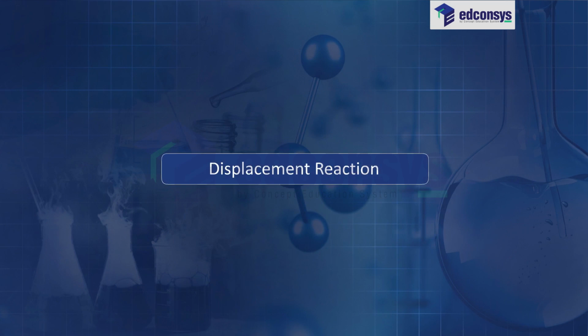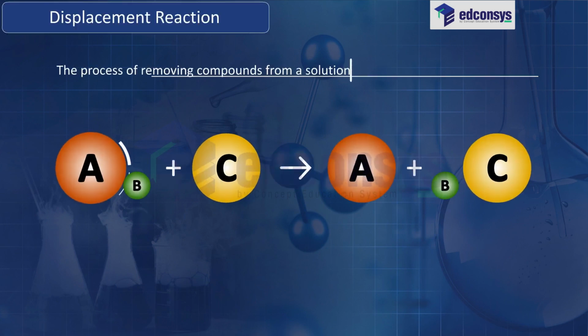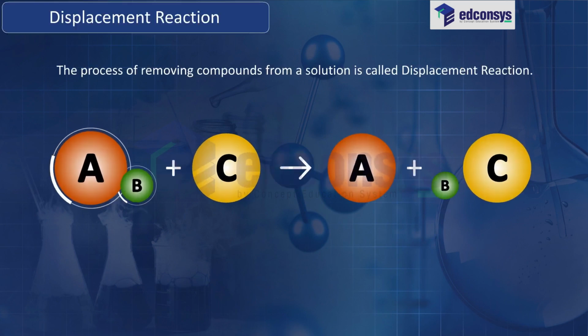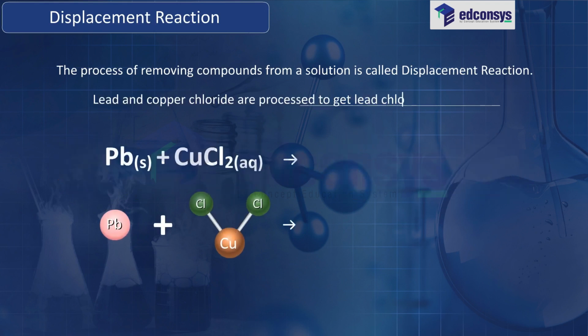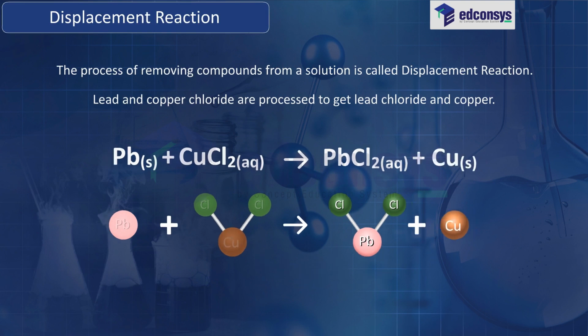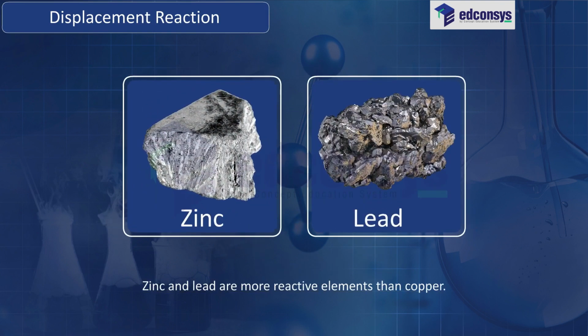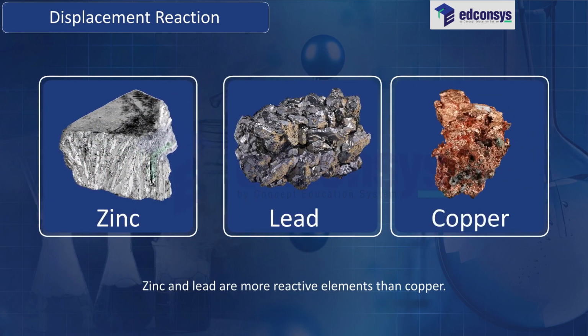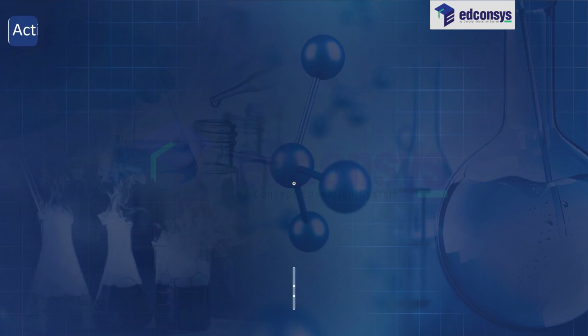Displacement reaction. The process of removing compounds from a solution is called a displacement reaction. Lead and copper chloride are processed to get lead chloride and copper. Zinc and lead are more reactive elements than copper. They displace copper from its compounds.